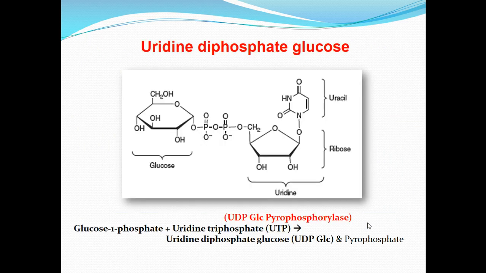Here you can see the structure of UDP glucose, or uridine diphosphate glucose. The nitrogenous base uracil is linked to ribose through a glycosidic linkage, and this nucleoside is called uridine. To this, phosphates are attached, and so it is called uridine diphosphate. And when glucose is attached to it, it is called uridine diphosphate glucose.